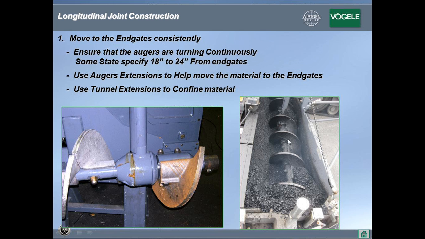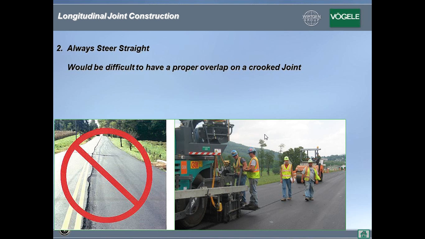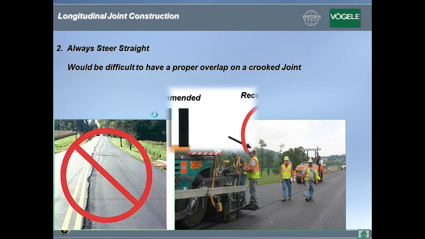Use auger extensions where you can to help move that mix out, but also be careful because you can see segregated mix out there, which is right at the joint. So use proper auger extensions to allow the augers to move the mix and not let the mix flow naturally, because that's when you have a higher probability of segregation. You can see there a very non-uniform line, and you can see here a nice straight line, which creates a better joint.